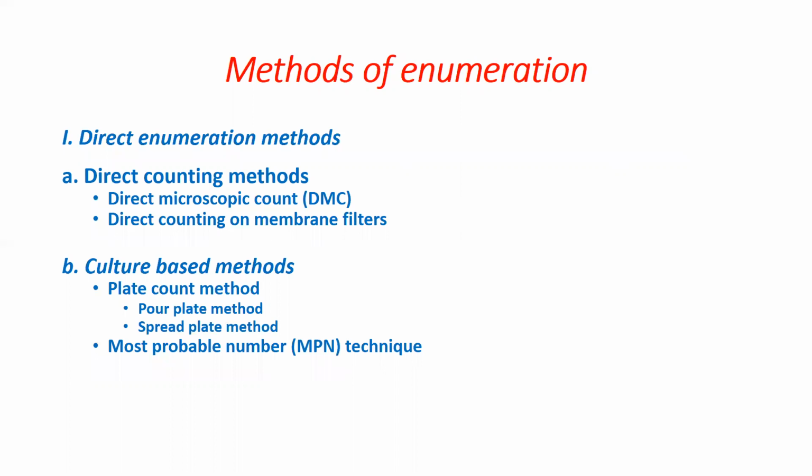We have direct enumeration methods and indirect enumeration methods. In direct enumeration methods, we have two different kinds: one is the direct counting method and another is the culture based method. Direct counting methods again have two ways by which we can count the microbes: one is the direct microscopic count and another is the direct counting on membrane filters. That comes under the direct counting methods.